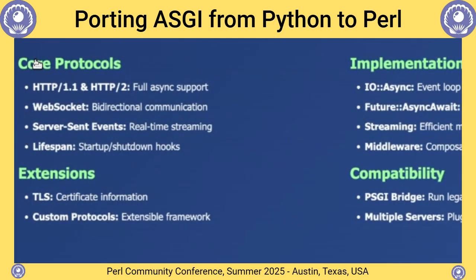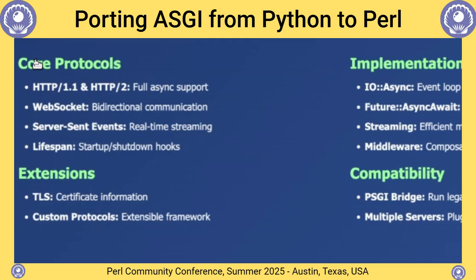I think I covered bits of this, but in general, the core parts of the protocol will be HTTP 1.1 at least. I'm hoping to support 2 and maybe 3. HTTP 2 is a little tough because the libraries for Perl for HTTP 2 are not super complete. WebSockets, on the other hand, we do have good support for, and the same thing with server-side events.